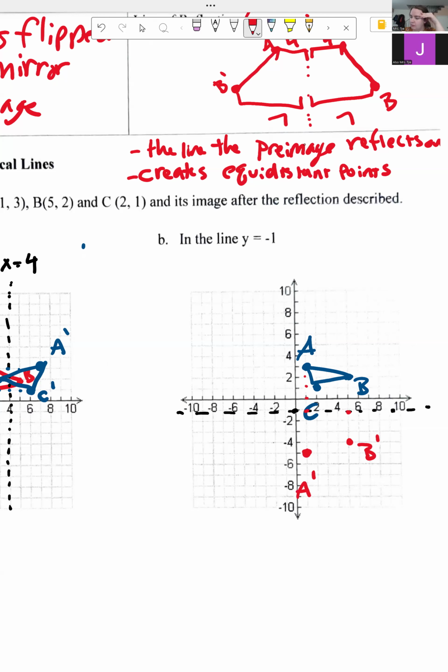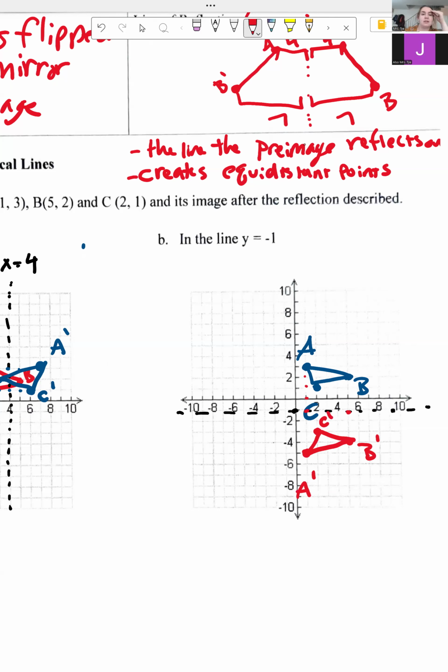C is 1, 2 away from the line. So we're gonna go, sorry, it's hard to see where I already drew. We're gonna go 1, 2, 1, 2, right there. C prime. And then you connect. And it created an image down.